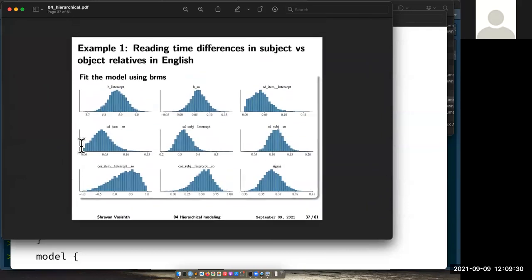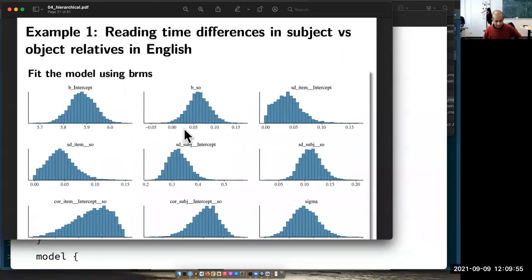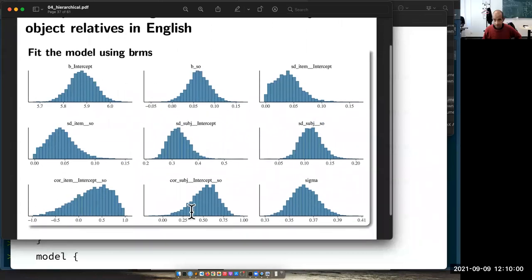Just a quick question. That huge range of correlation, does it affect the estimation of the fixed effect, or should we keep that particular correlation? It will not have a big impact on the main parameter of interest, which is this subject object parameter. This will not change very much. Okay. So you could actually remove these correlations and still get a decent, a similar estimate, sorry.